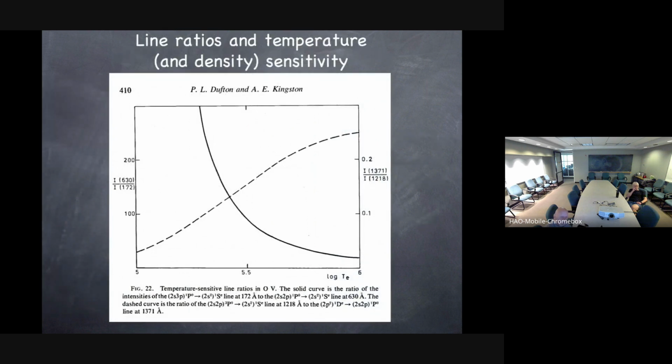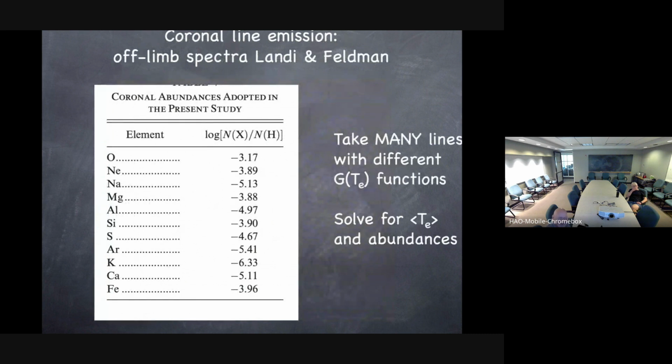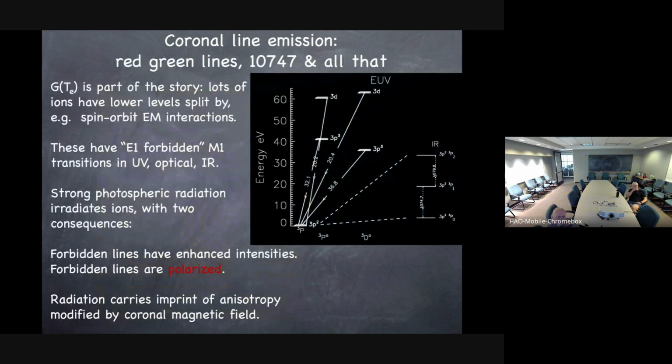Here's an example of 2 lines which are sensitive to temperature. It happens to be, I think, beryllium-like again. It's the same old story, but this is the ratio of the 2s3p to 2s2p lines. So this is a big jump in temperature, which is why this line ratio is sensitive to temperature. Okay, so that can be done. We've also got coronal abundances to 3 significant figures, which is somewhat bothersome for me.